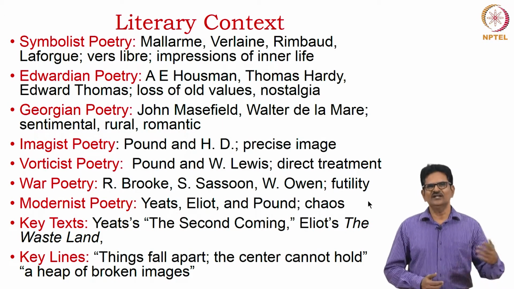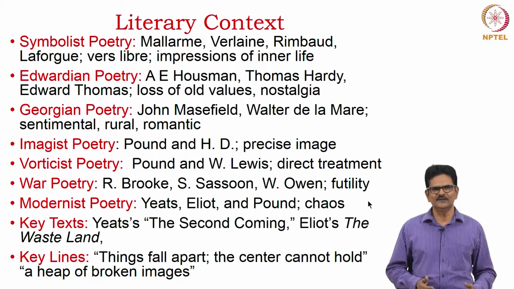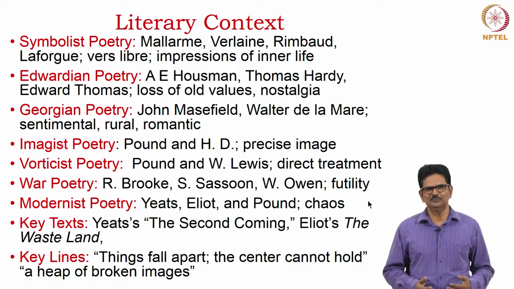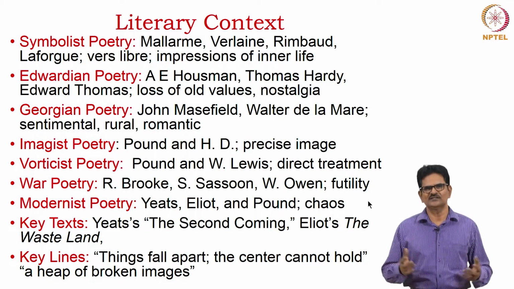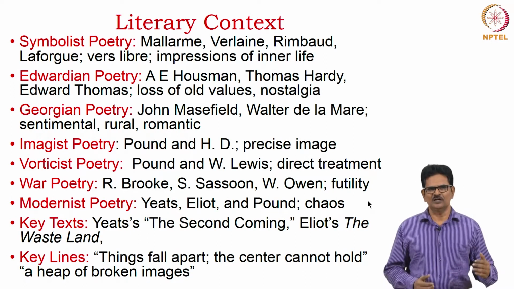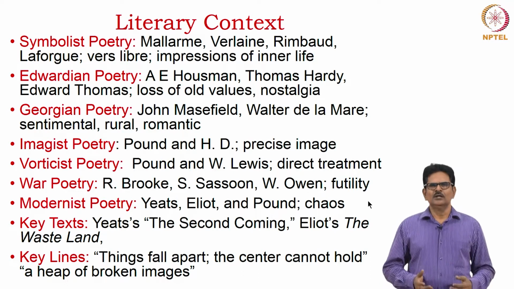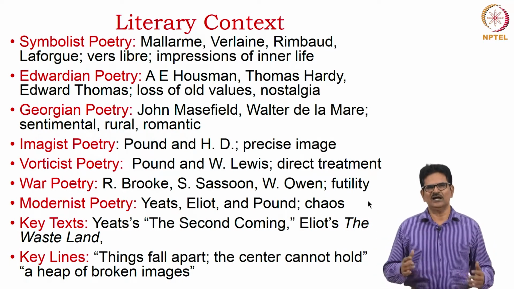Then we have Edwardian poetry at this time represented by A. E. Housman, Thomas Hardy, Edward Thomas, and many others of this Edwardian period, who were talking about loss of old values, and they were thinking about the past, recollecting the old values of the past in their nostalgic poems. Then we have Georgian poetry represented by John Masefield, Walter de la Mare, and these poets were looking at life sentimentally from rural perspectives and also romantic perspectives. So, we have to remember that many modes of poetry were concurrently available at this period.